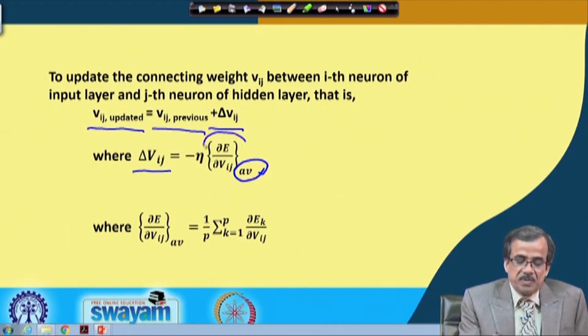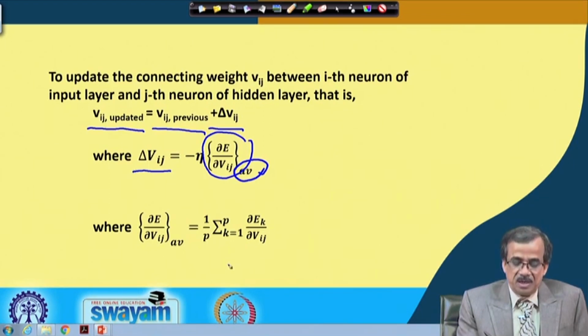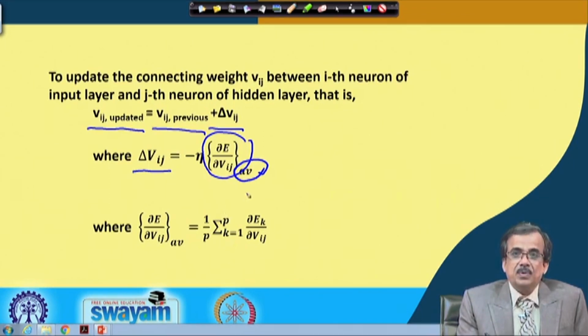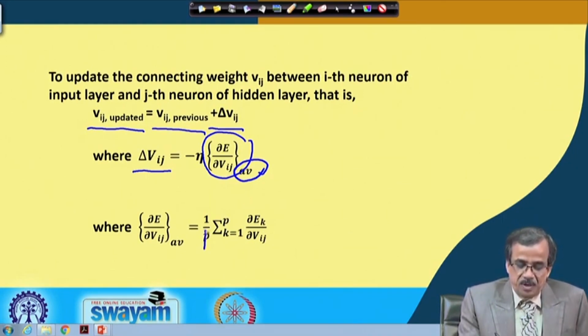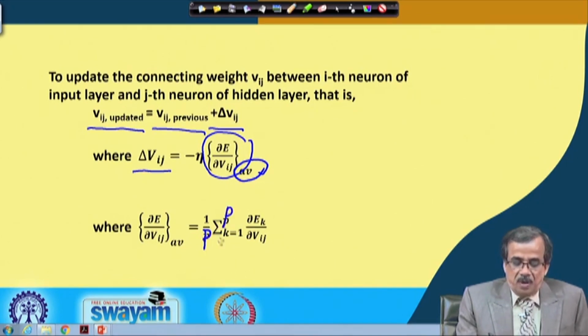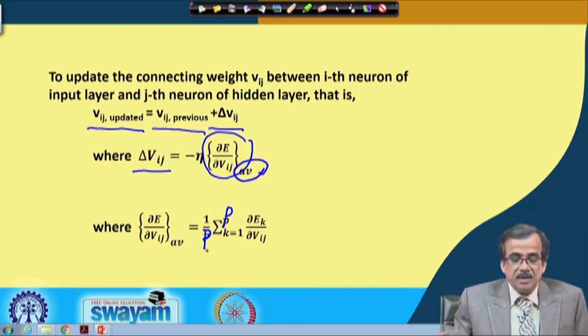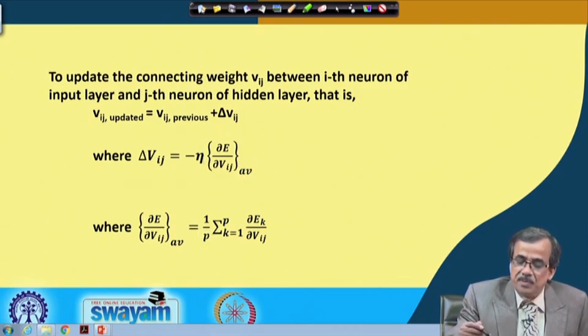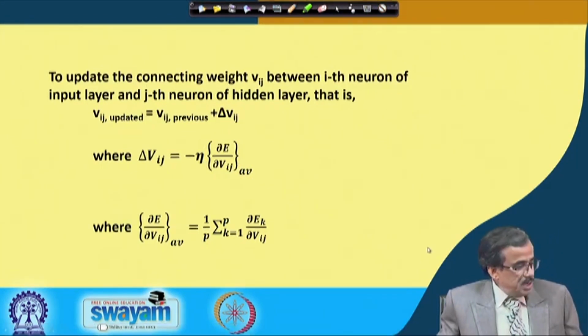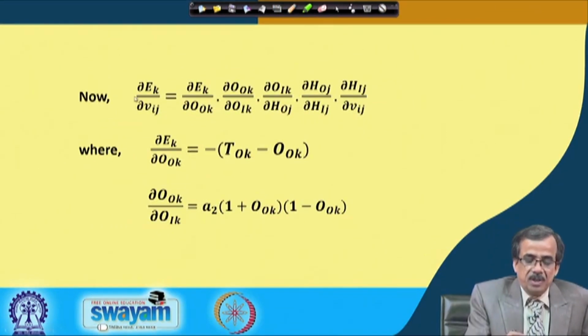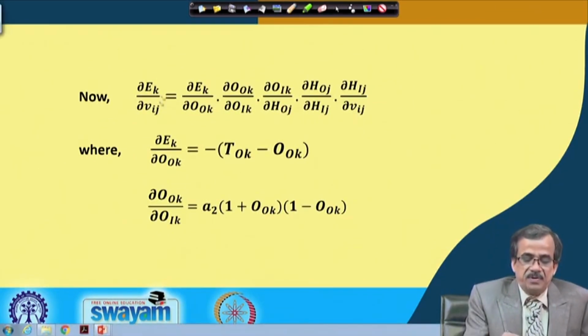Now, how to find this expression? Del E by del V_ij average is nothing but the summation over k equals 1 to P. In fact, this should be capital P, according to the notation you are using. So, the summation over k equals 1 to P of the partial derivative of E_k with respect to V_ij, multiplied by 1 divided by P. Now, once you have got this expression, we will see how to determine this del E_k by del V_ij.